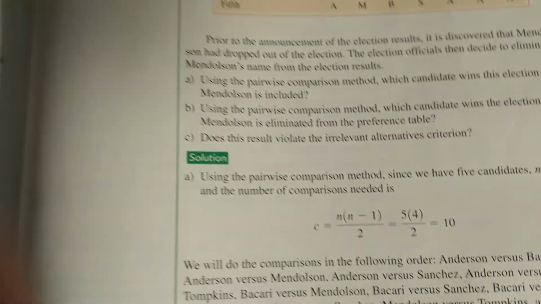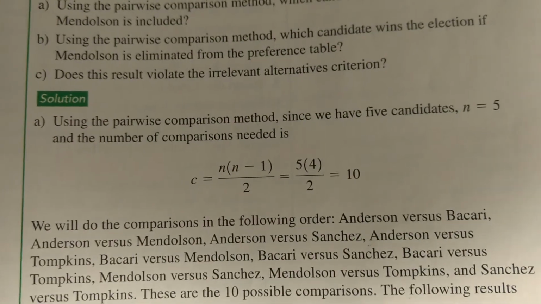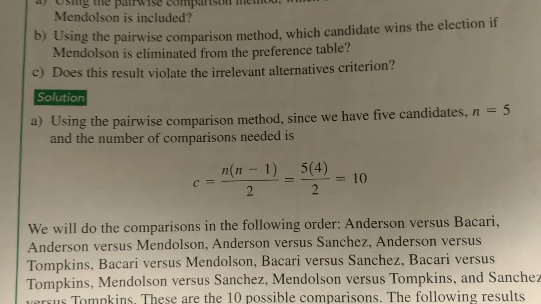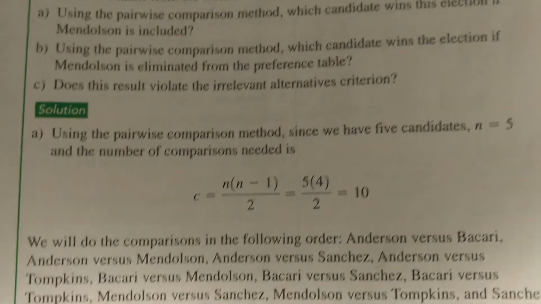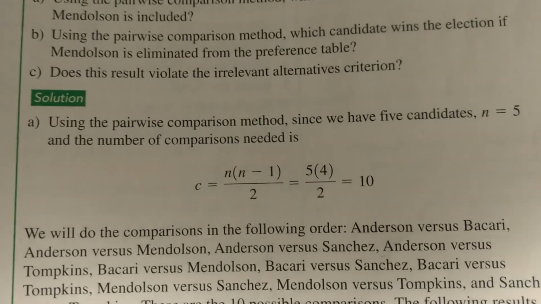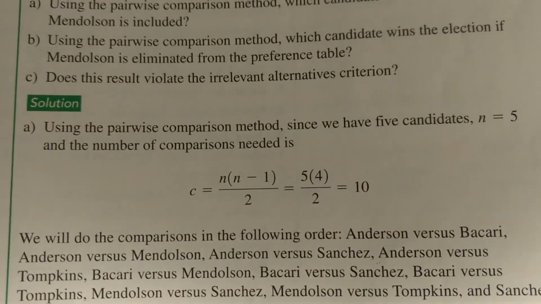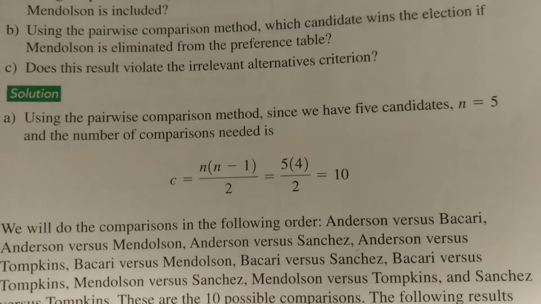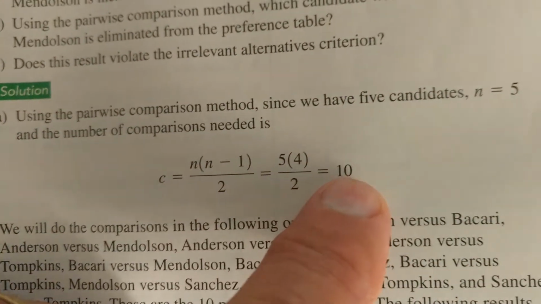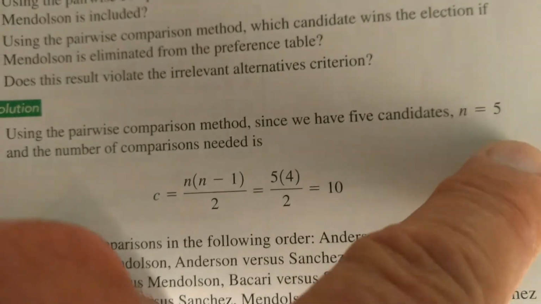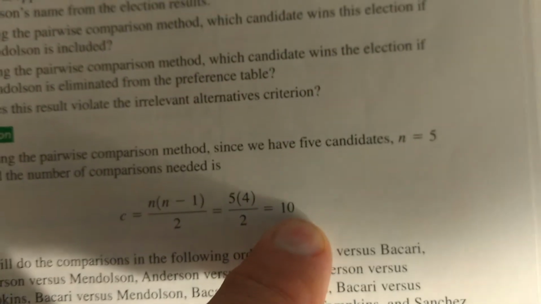The thing I want you to see is this formula here. When you're doing pairwise comparisons, you can use this formula, which is saying combinations, that's what the C stands for, equals N, which is the number of candidates running for an election, times N minus 1, over 2. This will tell you how many possible combinations you should have. In other words, if we have 5 candidates, we should have 10 possible combinations.